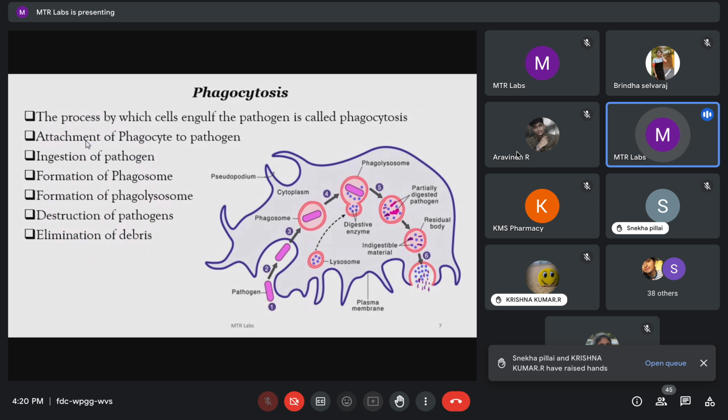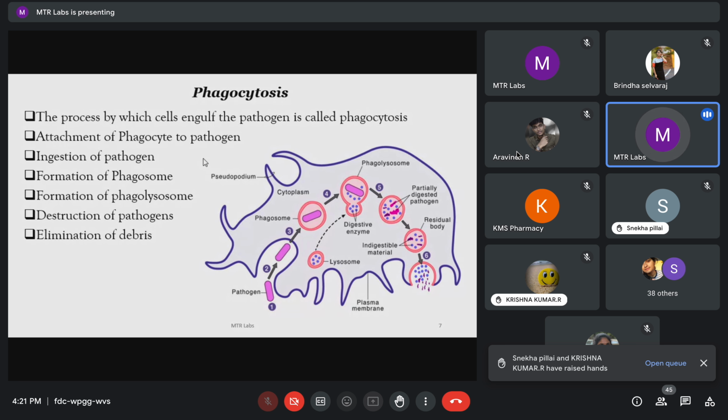So coming to phagocytosis, the process by which cells engulf the pathogen is called phagocytosis. To simply say, it is eating the pathogens. These cells are capable of eating the pathogens. That's what the process is called, phagocytosis. So first, the phagocytes have the PRRs, as I said, the pattern recognition receptors, which will recognize the pathogen and bind to the PAMPs, the pathogen-associated molecular patterns.